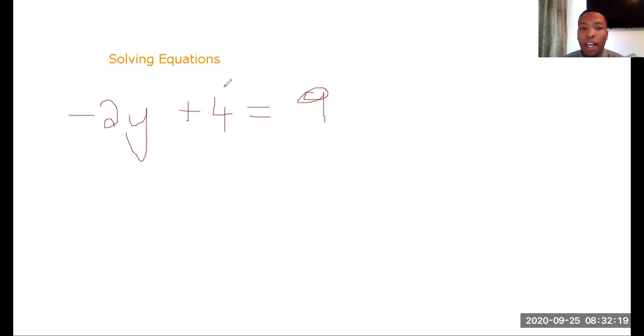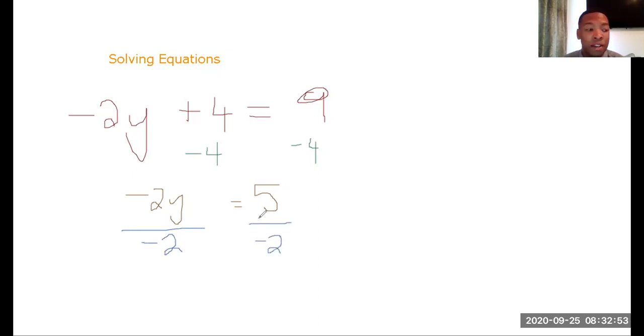And since this is plus 4, I'm going to do the additive inverse, which is minus 4. And whatever you do on one side, you do on the other side. So then I'm left with minus 2y is equal to 9 minus 4, which is 5. All right. So then now I need to do the multiplicative inverse, which divides by negative 2 on both sides, because whatever you do on one side, you've got to do on the other side.